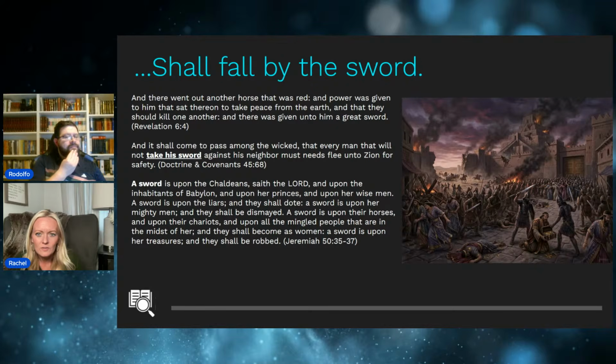And there was given unto him a great sword. And then 4:5-8, and those are the four horses. We have white, and then black, and then red. So this is the third one.